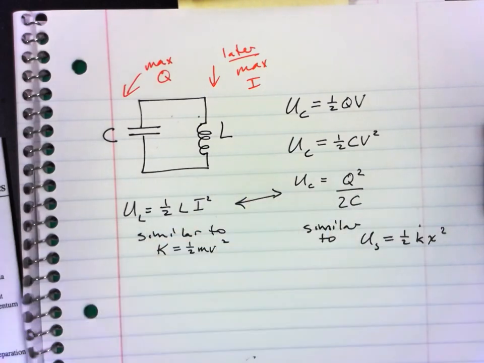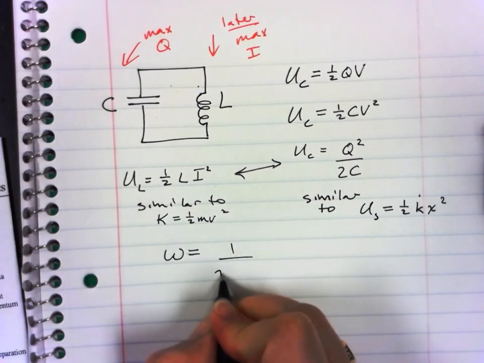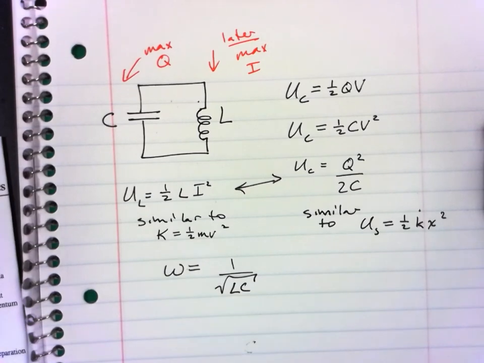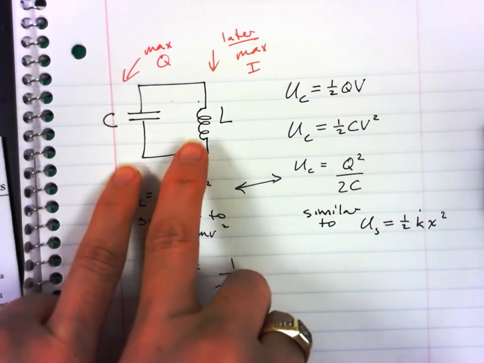So we have an energy back and forth, and omega for the oscillations is 1 over the square root of LC. So why am I teaching you this? Because you like to listen to the radio. Radios have to be tuned to a particular frequency. You do that with this kind of circuit. This is included in a radio circuit.